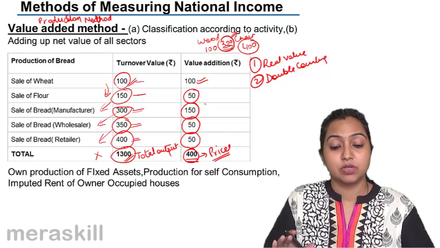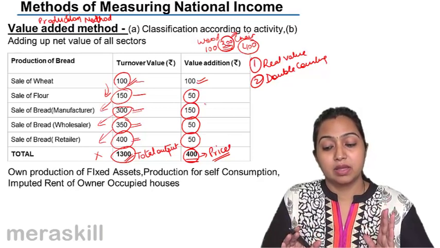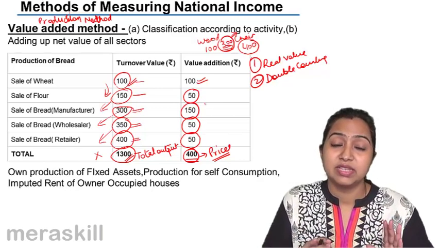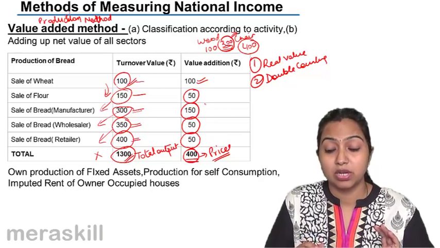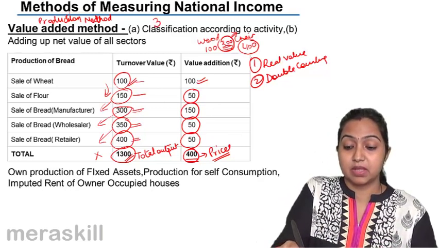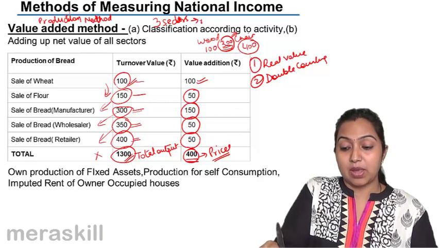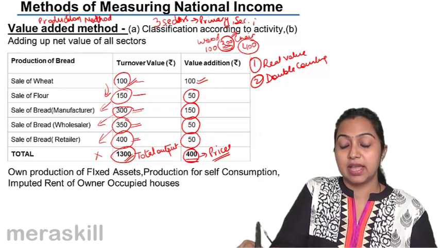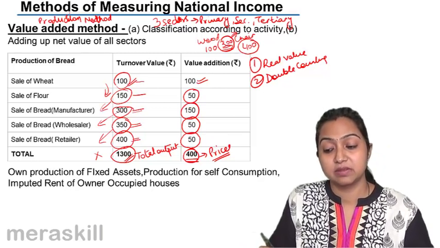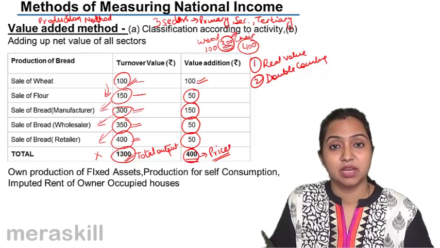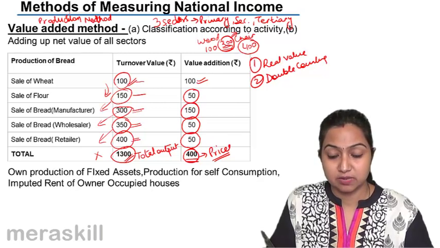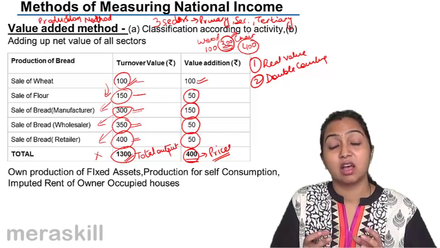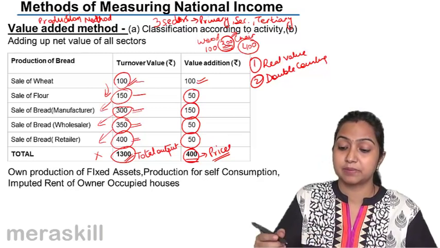Now, what are the things that we need to keep in mind? As we all know, our economy is broadly divided into three sectors: the primary sector, the secondary sector, and the tertiary sector. The primary sector does the land-based activities, the secondary sector does the manufacturing work, and the tertiary is the service sector. Now, these sectors are further divided into subsectors.